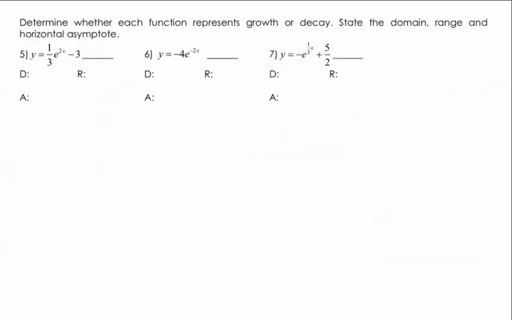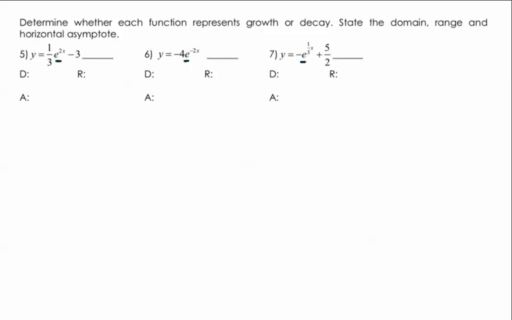Okay, so before we get into graphing, we're going to go ahead and determine whether each function, just from the equation, is going to represent growth or decay, state the domain, range, and the horizontal asymptote. So much the same things that we did in yesterday's lesson. When we're trying to determine if it's growth or decay, what you need to realize here is that the base in every single one of these problems is going to be e. So 2.72 is always going to be a growth function.